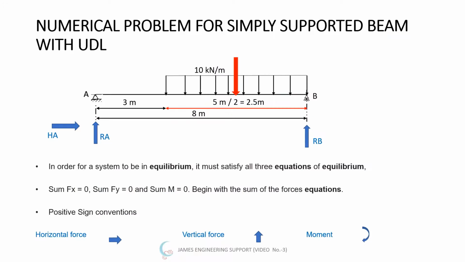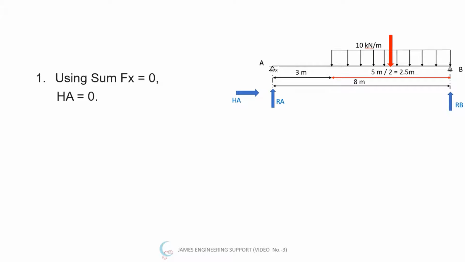So next is simply supported beam with UDL at some distance away from hinge support A. So here if we are considering it, it is acting at 3 meter away from A. So total length of the beam will be 8 meter. So let us start the problem. Horizontal force is not there, so HA will be equal to 0.